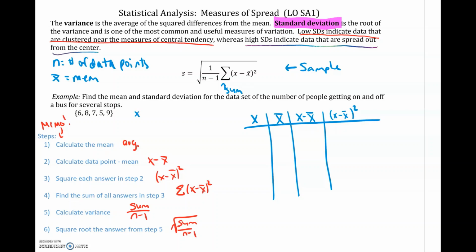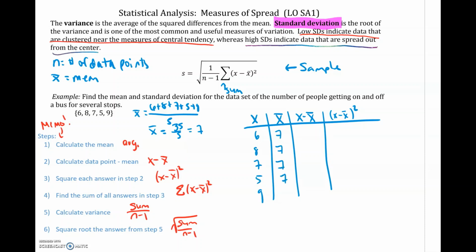So to find my X bar, I'm just doing 6 plus 8 plus 7 plus 5 plus 9. Divide that whole thing by 1, 2, 3, 4, 5, right? So my average is going to be 7, because that'll be 35 over 5. And then I have 5 data points: I have 6, 8, 7, 5, 9, and there's my X bar.